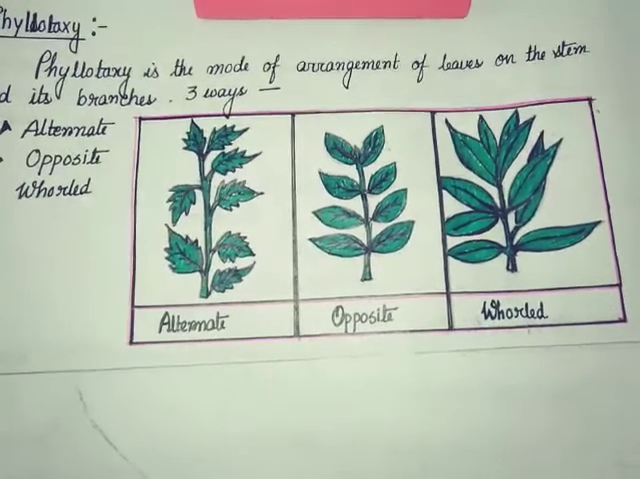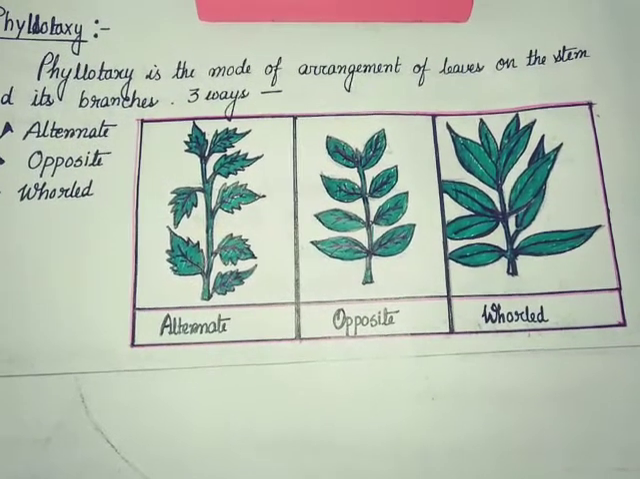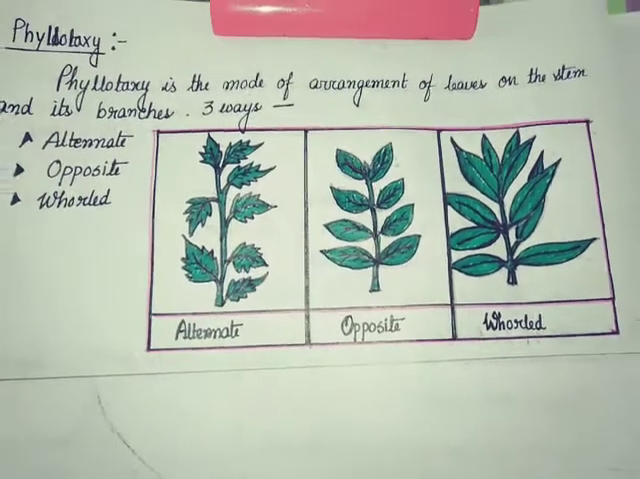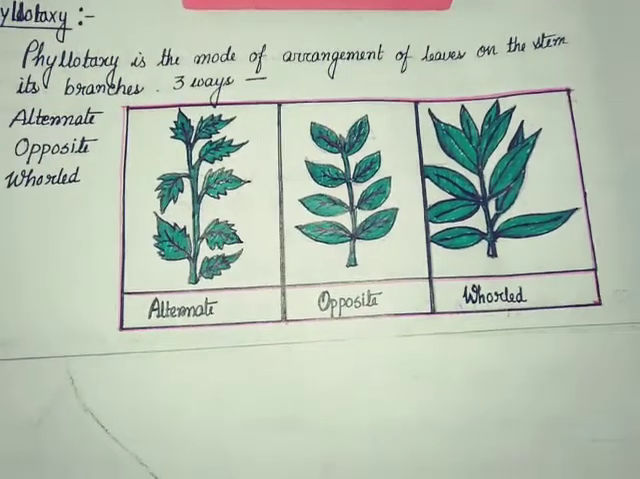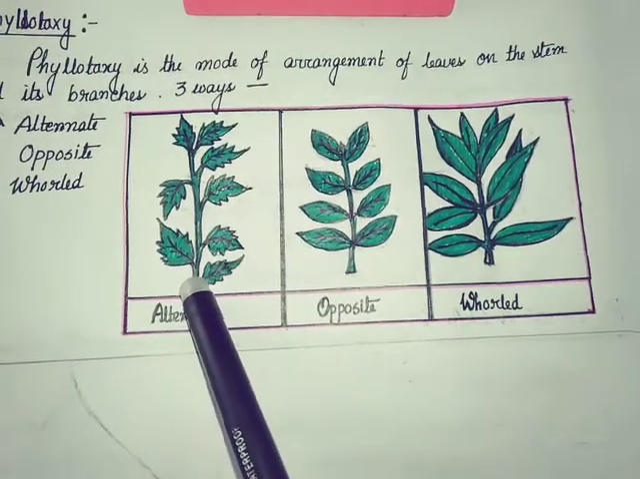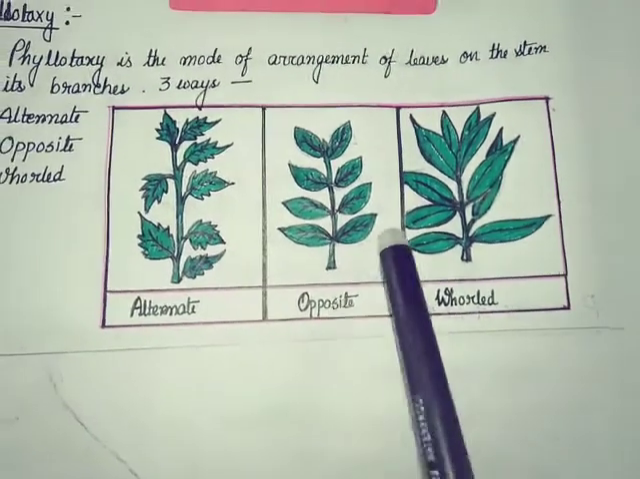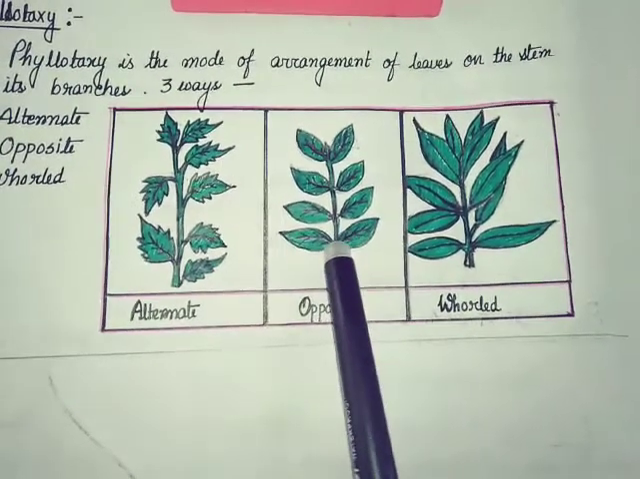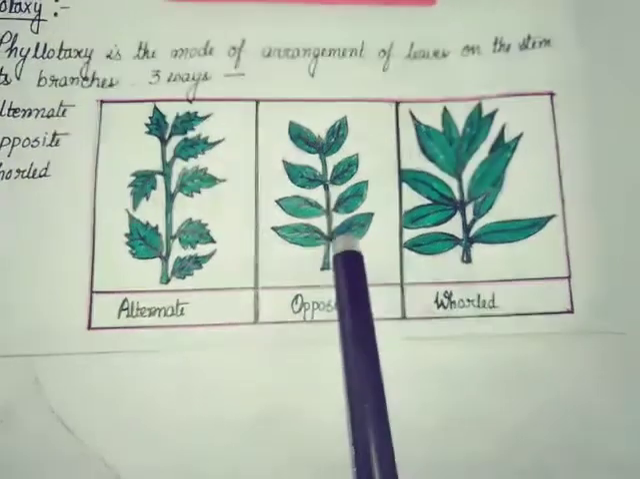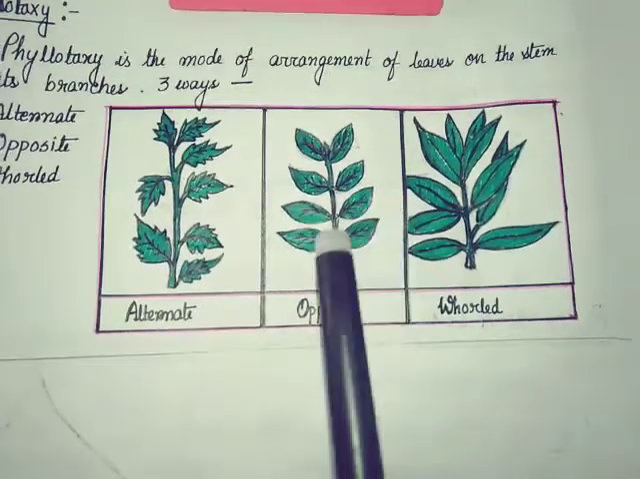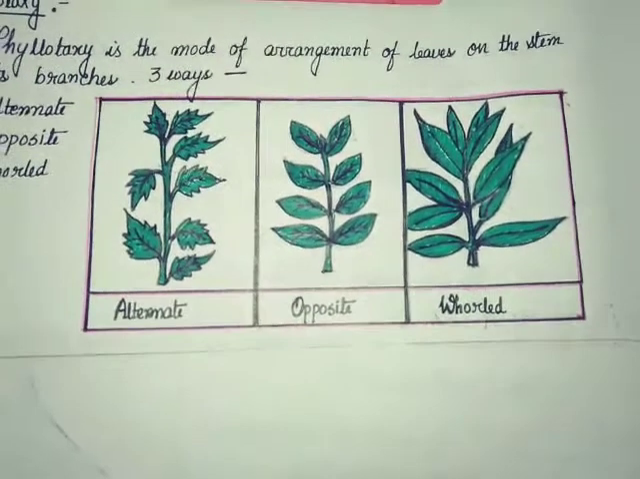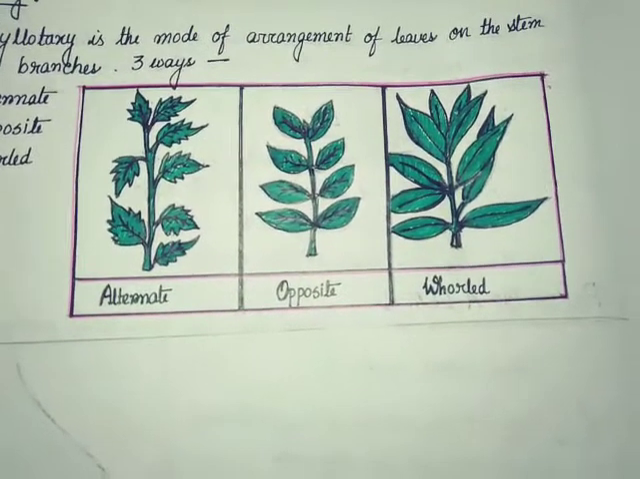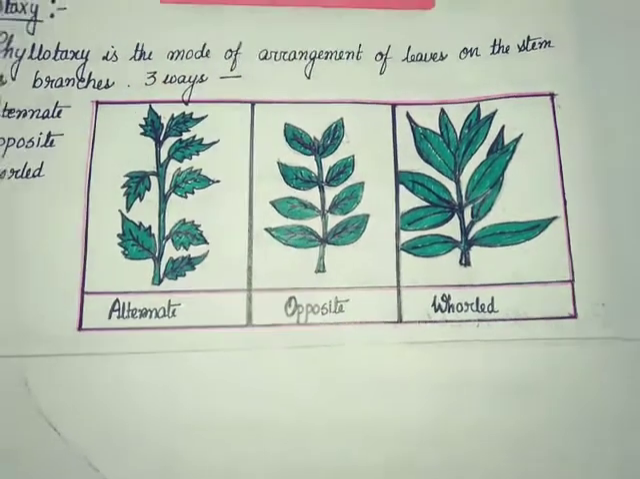Next one is opposite. In this type of arrangement, two leaves are present at each node. So in case of alternate, only one leaf is present at each node. In case of opposite, two leaves are present at each node. They are just opposite to each other. For example, tulsi.